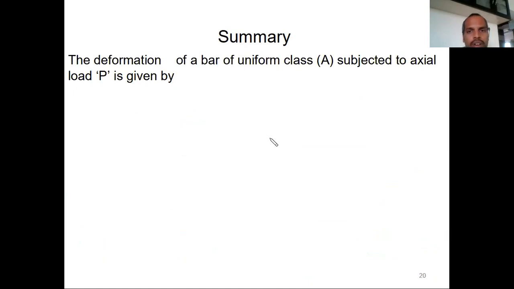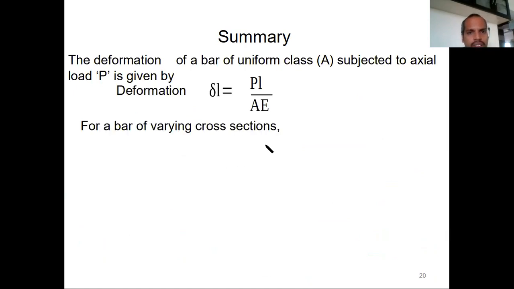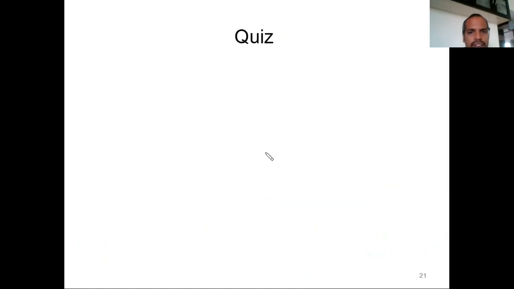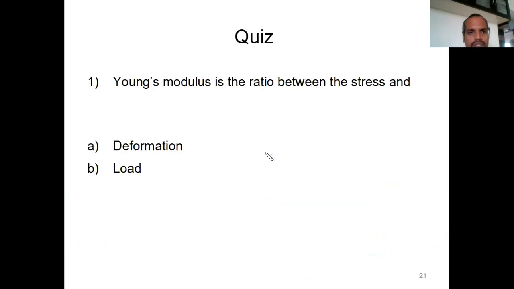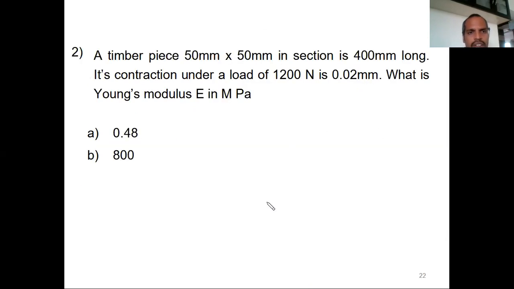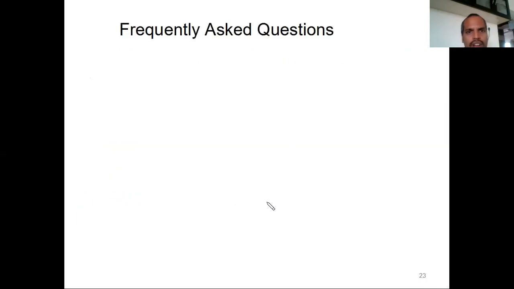So we have discussed the deformation of the bar and varying cross section delta L. We have discussed all stresses. So Young's modulus is the ratio of what? Stress to strain, linear strain. And the third one, a timber piece of so and so, what is the Young's modulus? If you solve this, you will get the answer.